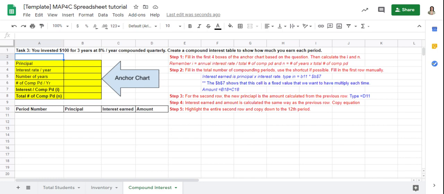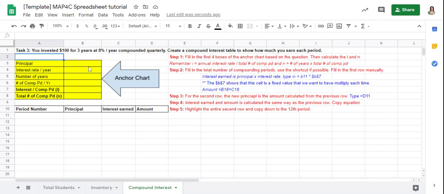This is a slightly more complicated example. Task 3 says you invested $100 for 3 years at 8% compounded quarterly. Create a compound interest table to show how much you earned each period. The equation will only give us the final amount. So we want a table to tell us how much money was earned each period.